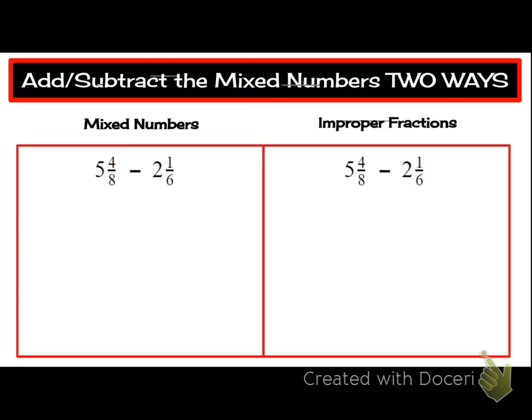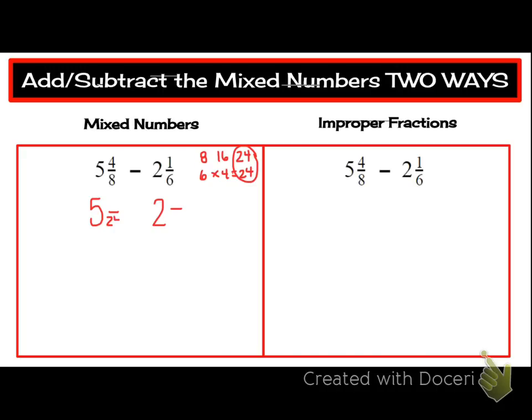If I have 5 4/8 minus 2 1/6, I'm going to keep them mixed. So the 5 is going to stay a 5. The 2 is going to stay a 2. But like any adding and subtracting of fractions, we have to find a common denominator. So let's look at 8 and 6. We'll start with the bigger denominator, 8, and we'll count by that. Does 6 go into 8? No. 16? No. 24? Yes. 6 does go into 24. And I know that 6 times 4 is 24. So my common denominator is 24.